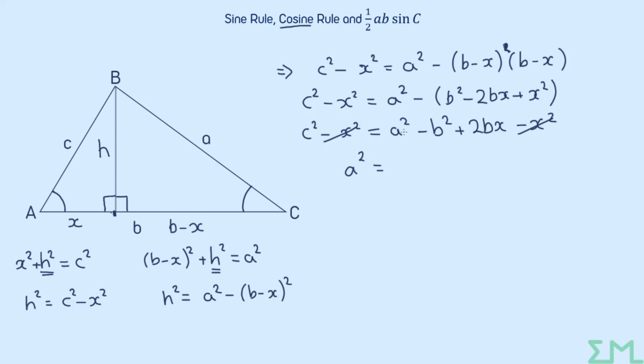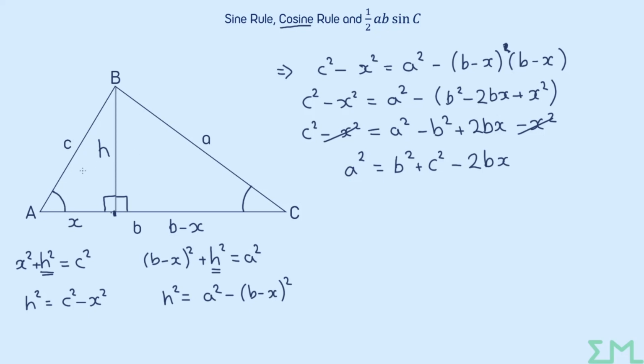So to get a squared on its own, I'm going to need to add this b squared over to the other side, so it cancels out. So I'm going to have b squared, and then I've still got my c squared over there, and then this term is going to need to be subtracted, minus 2bx. Right, so we've got this equation almost entirely in terms of the sides of this triangle. The only thing that is not in terms of it is this x. So we need to find a way to rewrite this x, and that's where the cosine part comes in.